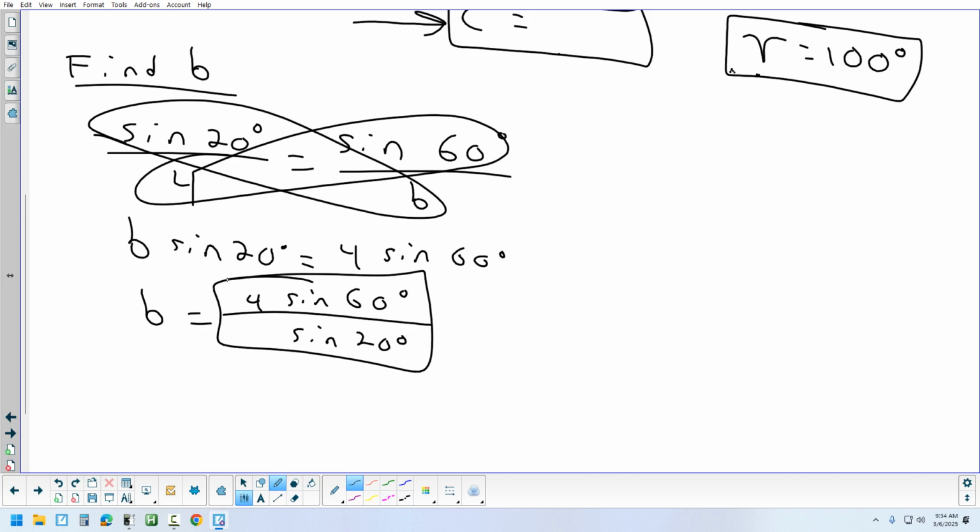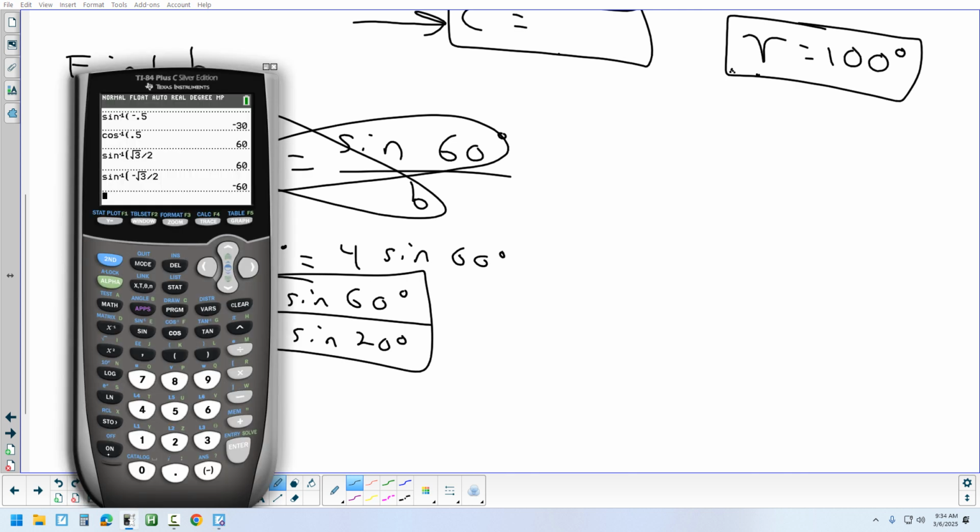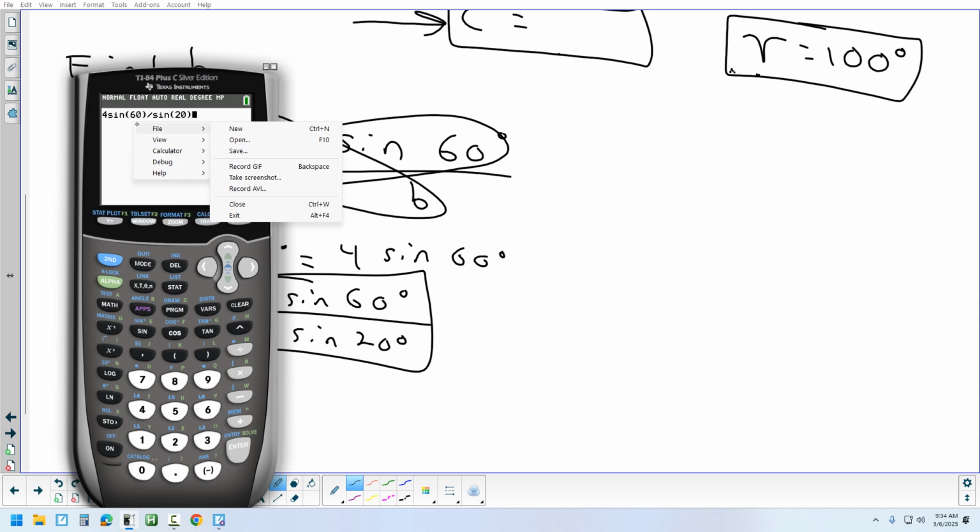Okay, so we'll type that in. We're going to round everything to 3 decimal places. 4 sine 60 divided by sine 20. Make sure you're in degrees. You can do problems like this in radians, but I don't think any of the ones in our book are in radians. They're all in degrees. It is important that you close that parenthesis. We don't want to have anything extra in the first argument, just the 60. That gives me 10.128.